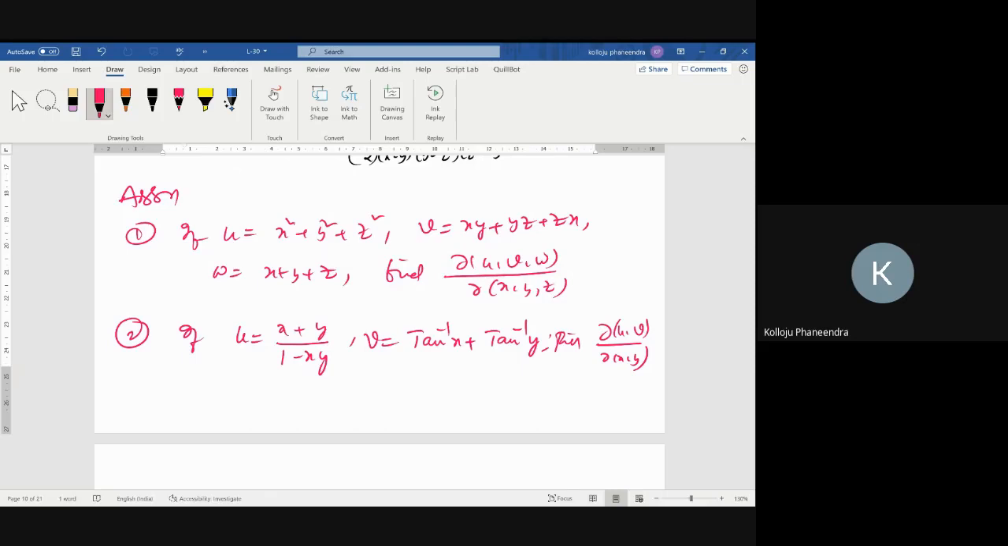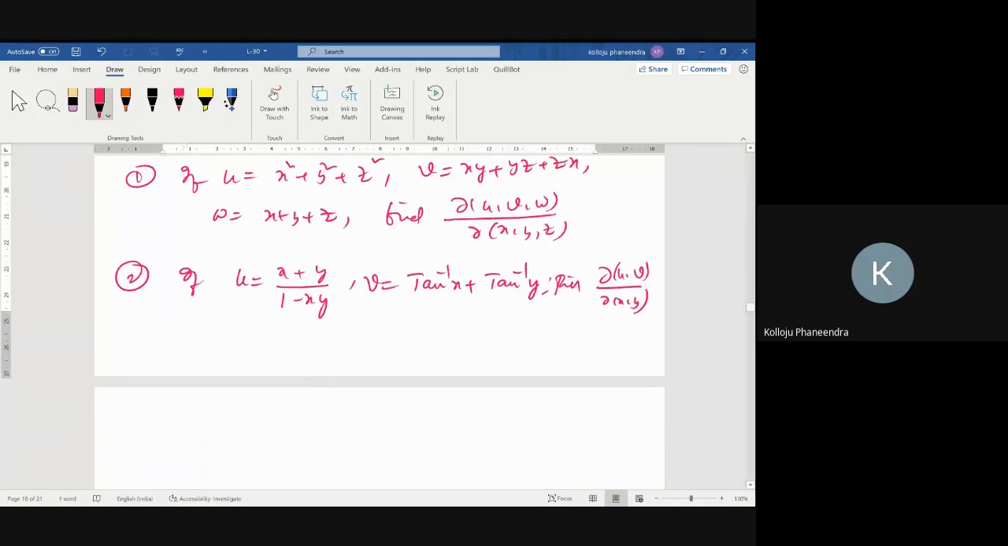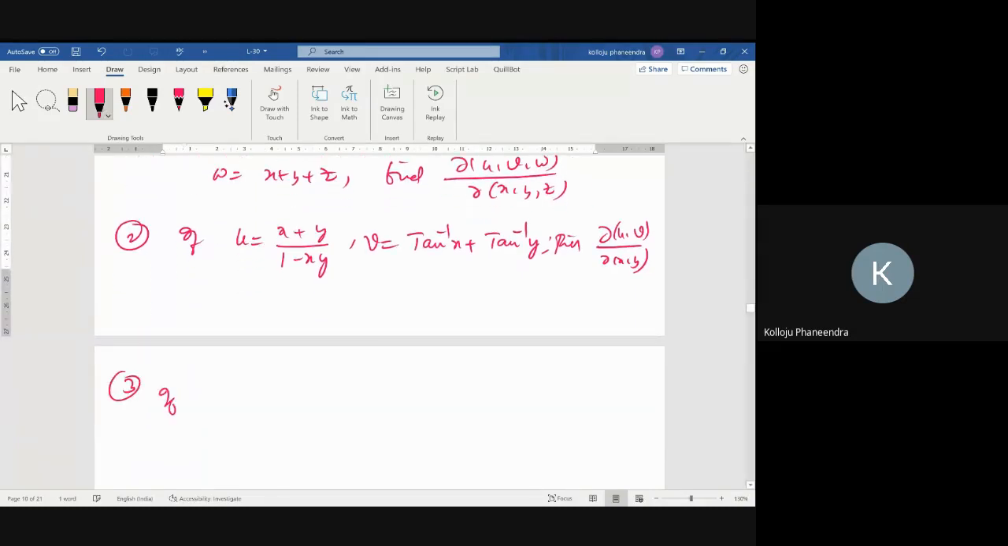I told you already, right? That is okay. One more, third one: if x equal to e power u secant v, y equal to e power u tan v, find or show that J into J dash equal to 1. That's it, simple.